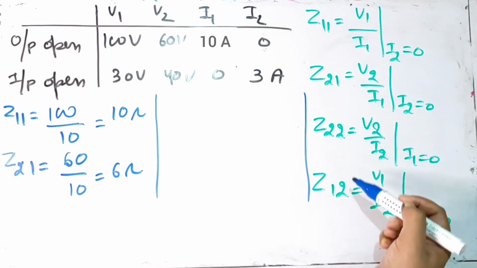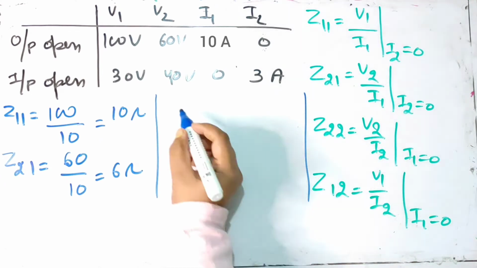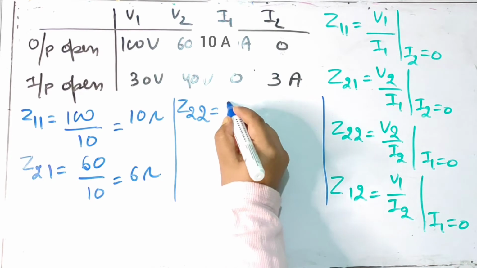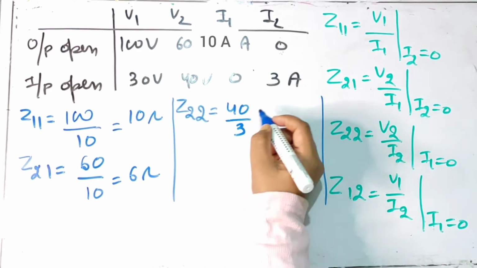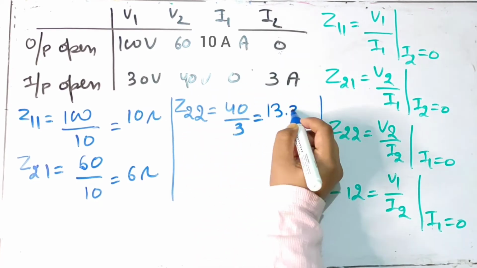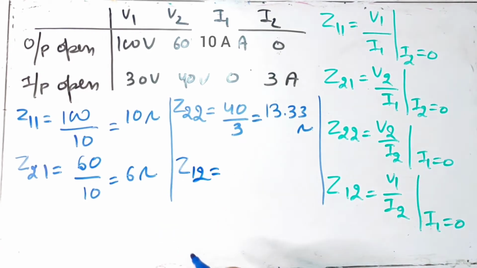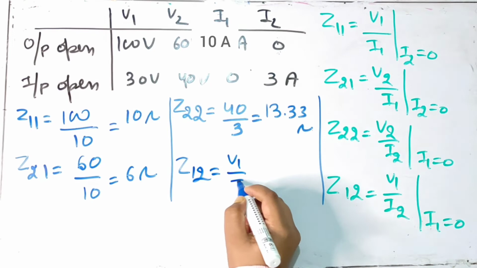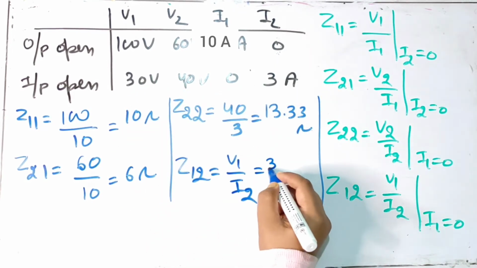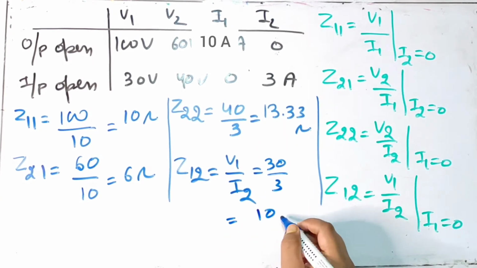Now we'll move on to the next two parameters, that is Z22 and Z12. So for both of these parameters, I1 has to be 0. So we'll refer to the second row. Z22 is equal to V2 by I2. So 40 volt by 3 ampere. So the answer turns out to be 0.33 ohm. Now the last one, Z12 is V1 by I2. When I1 is equal to 0, so V1 is 30 volt, I2 is equal to 3 ampere, turns out to be 10 ohm.